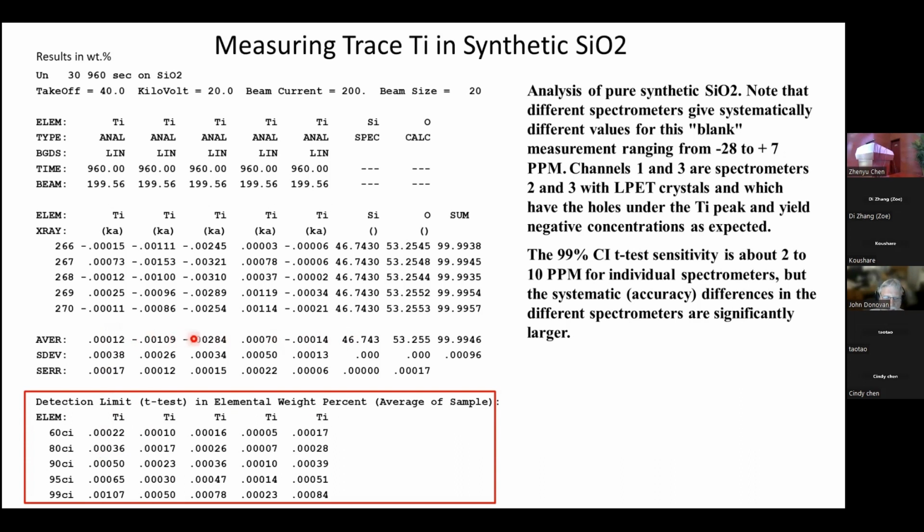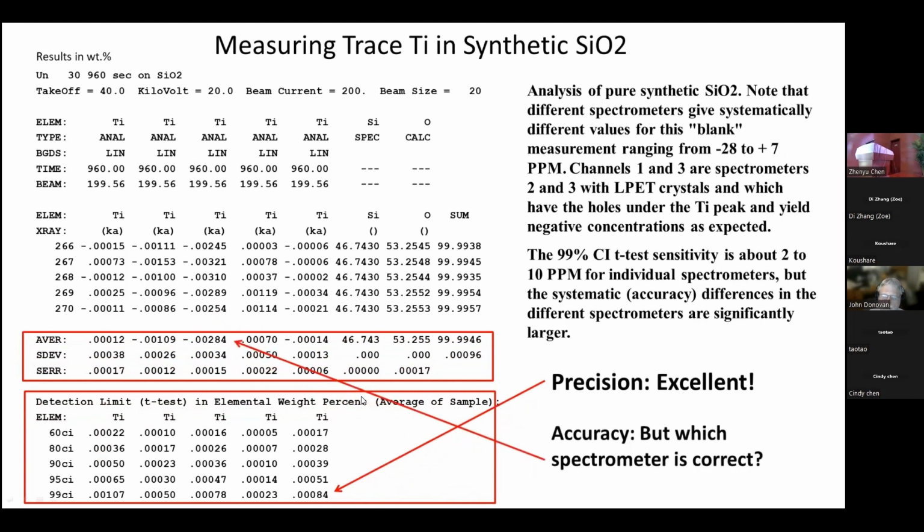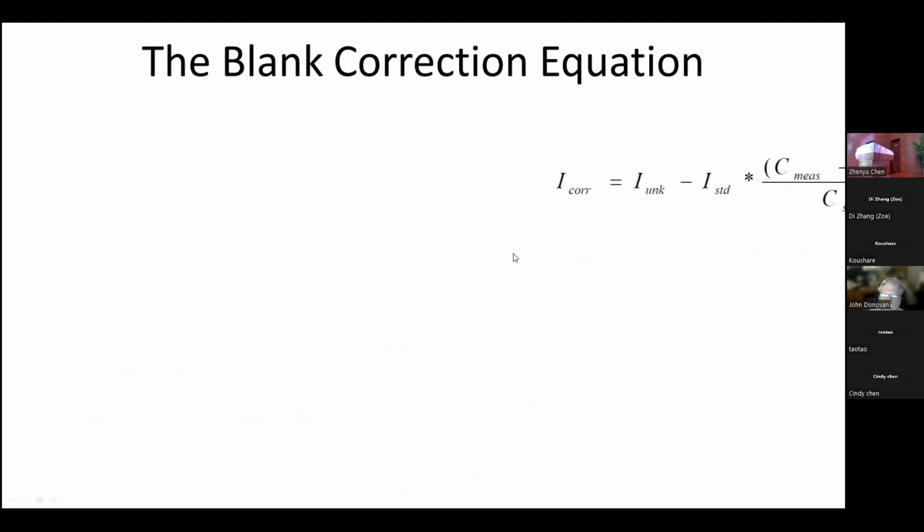Here we have a negative 28 ppm. Here we have positive 1 ppm. Here's a positive 7 ppm. Which one's correct? And the answer to that is only when you apply the blank correction. We have excellent precision, but which spectrometer is correct? Which is the right answer? And for that, we need the blank correction.